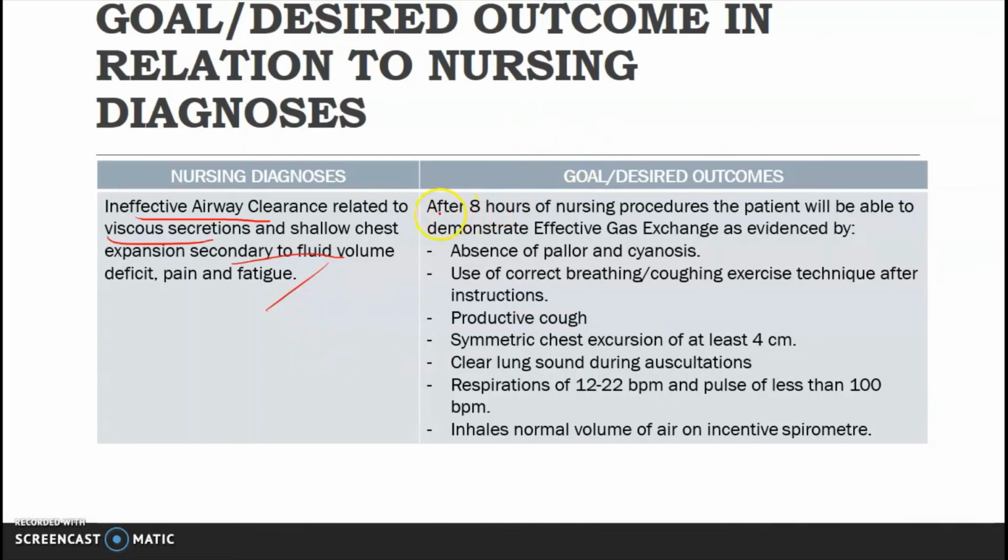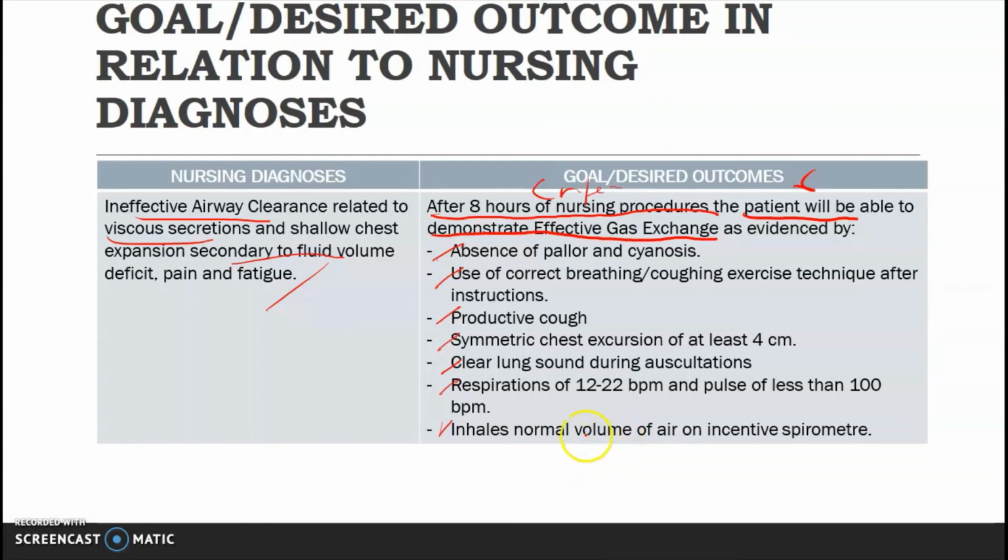For the desired outcome: after 8 hours of nursing interventions, that is your criterion. The patient, that is your subject, will be able to demonstrate effective gas exchange, as evidenced by, these are the modifiers. Modifiers can later be used as part of your evaluation parameters. Is there an absence of pallor? As evidenced by absence of pallor, use of correct breathing and coughing exercise, productive cough, symmetric chest excursion of at least 4 centimeters, clear lung sounds, respiration of 12 to 22 BPM, pulse of less than 100, and inhales normal volume of air on incentive spirometry.